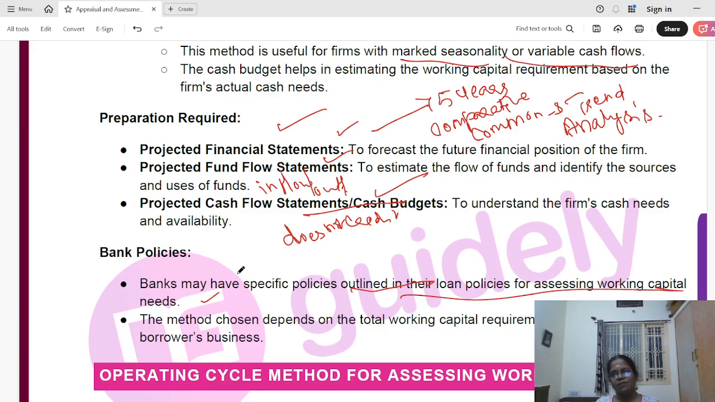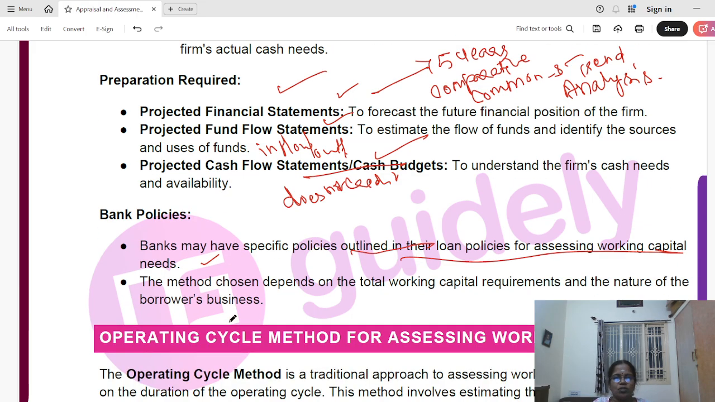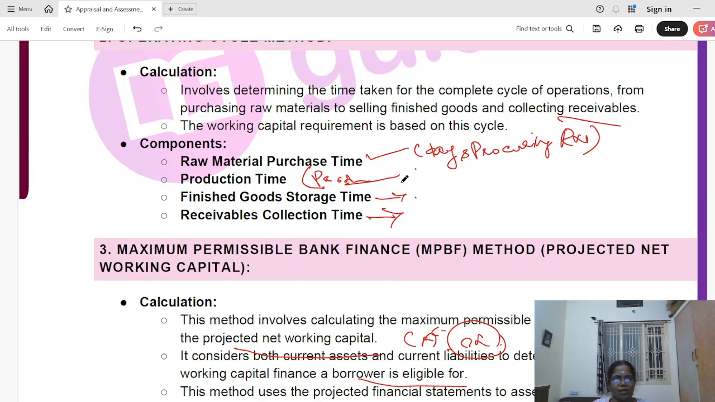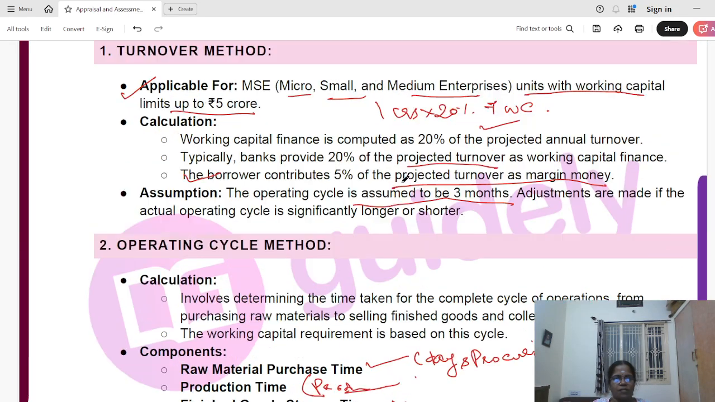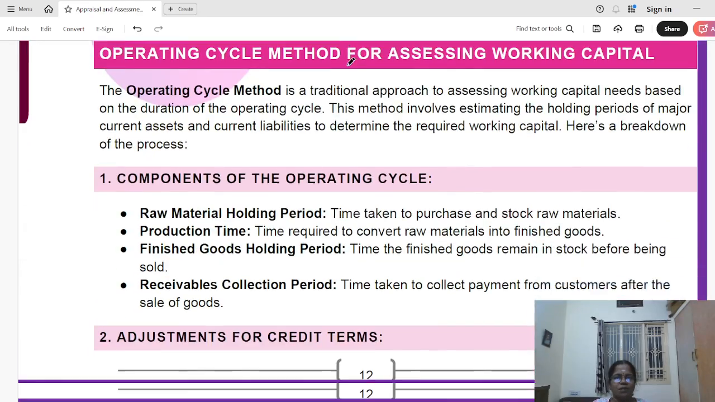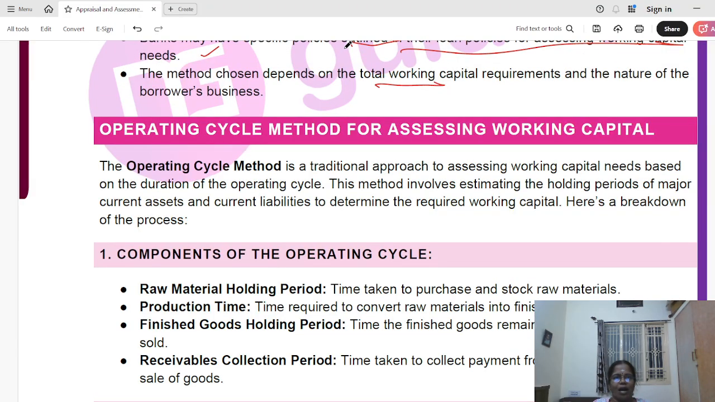So in these many cases they have discussed the policies of the customers. Whether such a policy matches the bank policy, only then can they provide the working capital financing. The method chosen depends on the working capital requirements. Whatever the method, it depends on bank policy, whether it is the cash budget method, the maximum permissible bank finance method, that is the projected net working capital method, the operating cycle method or the turnover method. Whatever the method, it depends upon the bank policy, and accordingly they have to choose.